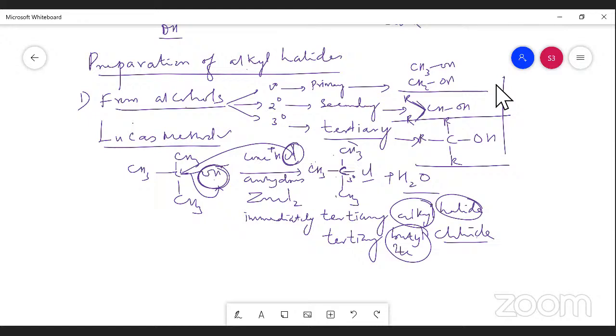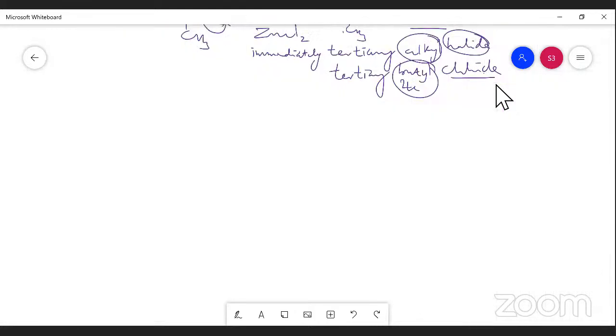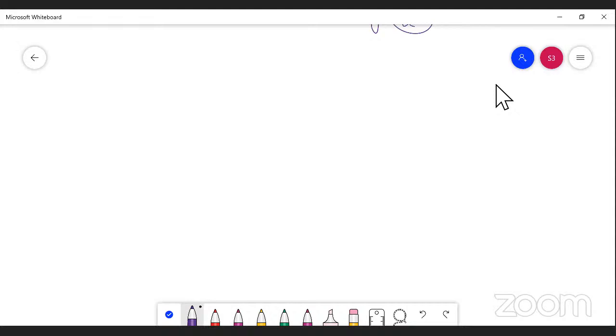Next, how do we prepare secondary alkyl halides? By using a secondary alcohol, you take CH3CH(OH)CH3 with the same reagent: concentrated hydrochloric acid with anhydrous ZnCl2. Now what happened? The same thing: OH minus and H plus all together react.